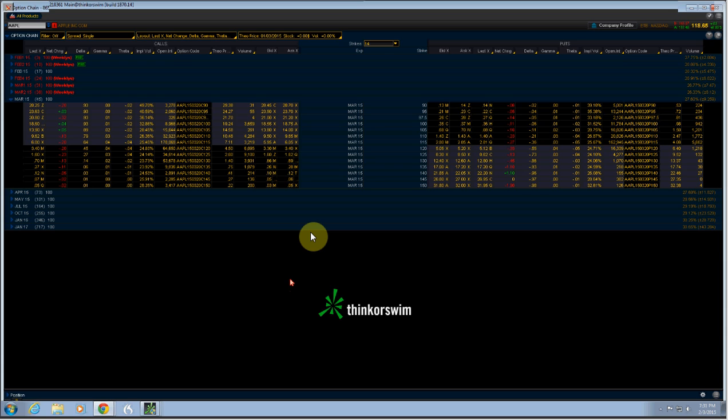This week we're going to talk a lot about something else that's really important to me and other traders here that trade options, and that's the options chain. Can everybody see my option chain up here on the screen?